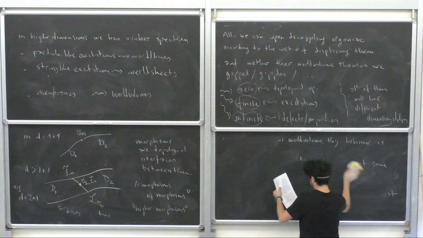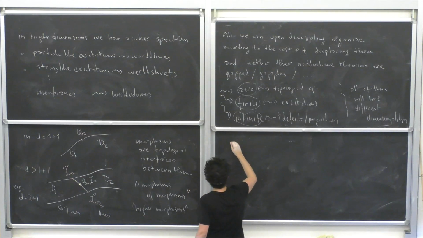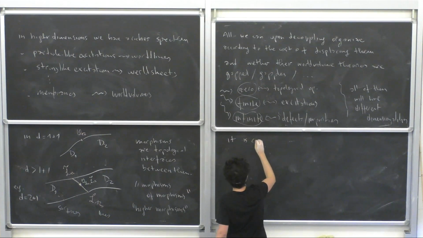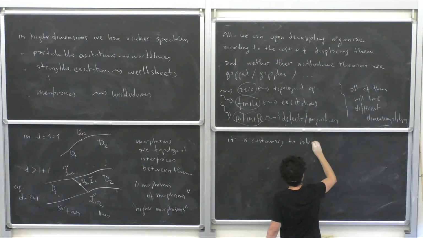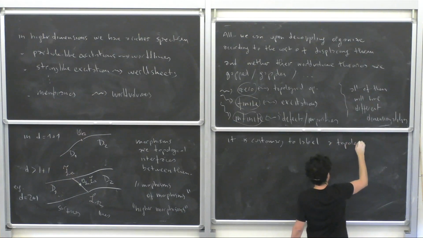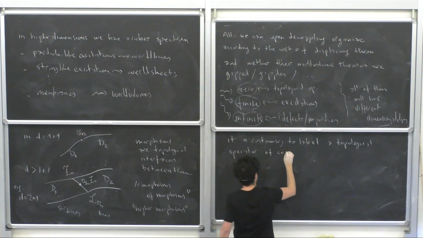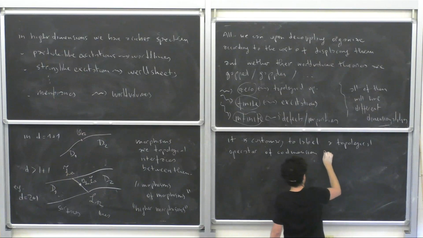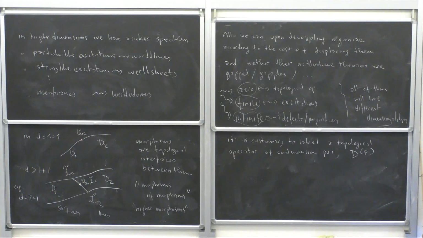Moreover, let's consider one of these objects. It's customary to label these topological defects by their codimension. To label a topological operator of codimension p plus 1 by Dp. It's a bit of an uncanny convention, but the reason is that in this way you remember the dimensionality on which these guys have a chance to act by linking, which we discussed yesterday.